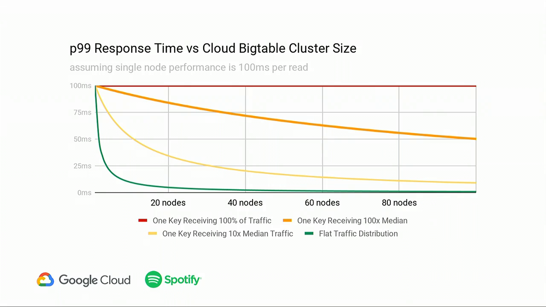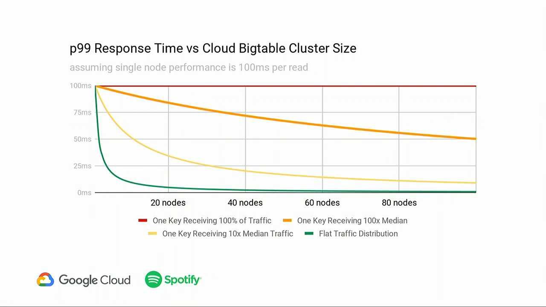So let me explain what this means. Across the very bottom of the graph, we have the number of nodes in your Bigtable cluster. At the very left-hand side of the graph, that's a Bigtable cluster that has 1 node in it. And at the very right-hand side, that's a Bigtable cluster that has 100 nodes in it. So you can turn that dial from 1 to 100 or beyond very easily. The 4 different lines on this graph represent 4 different distributions of data in the cluster.